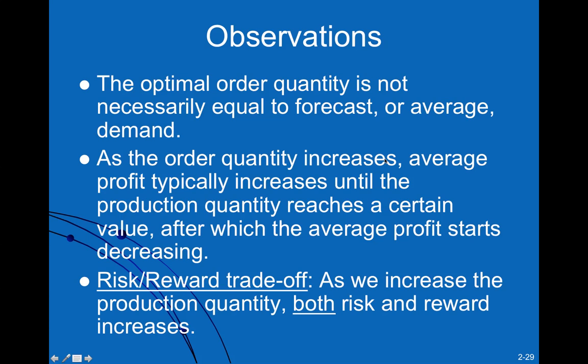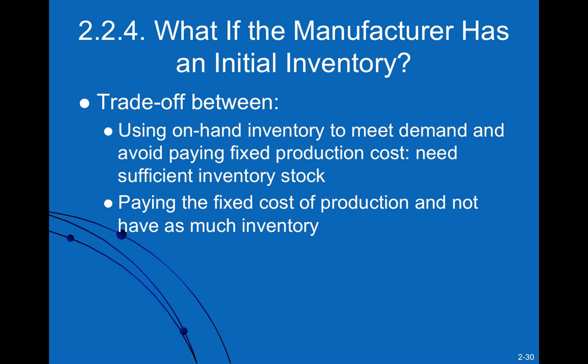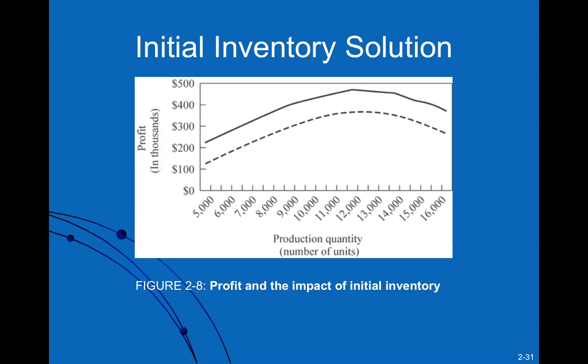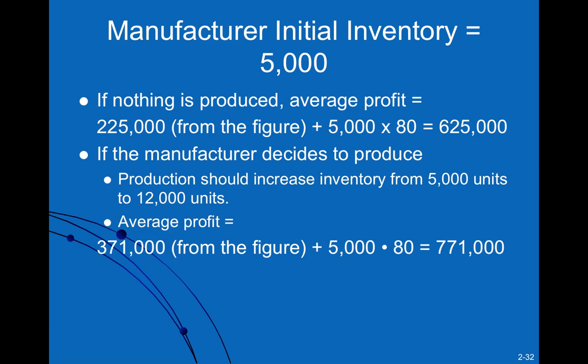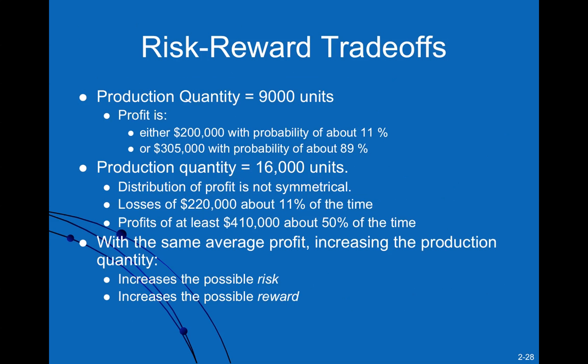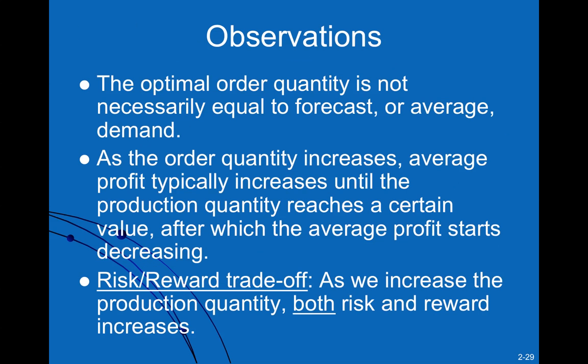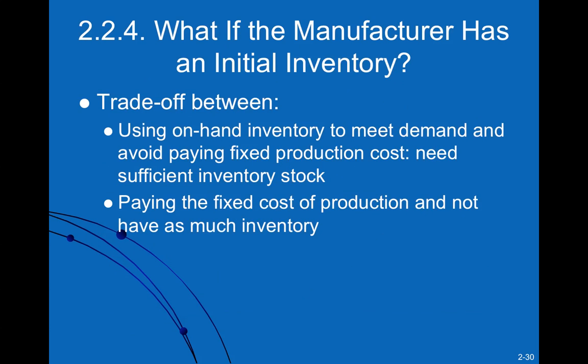So we have some observations. The optimal order quantity is not necessarily equal to the forecast or the average demand. As the order quantity increases, average profit typically increases until the production quantity reaches a certain point and you get diminishing marginal returns. Risk-reward trade-off: as we increase the production quantity, both risk and reward increase as well. All right, let's just take a pause at this stage and then come back and talk a bit about initial inventory and what that does in a case like that.